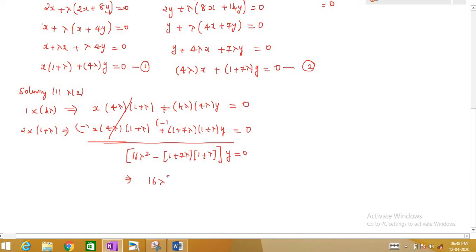So this means 16 lambda square minus (1 plus lambda) into (1 plus 7 lambda) has to be equal to 0. So 16 lambda square, and if we multiply this out, we will have 1 plus 7 lambda, and multiplying by lambda, lambda plus 7 lambda square, equal to 0.